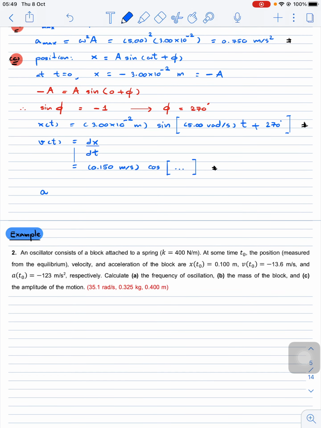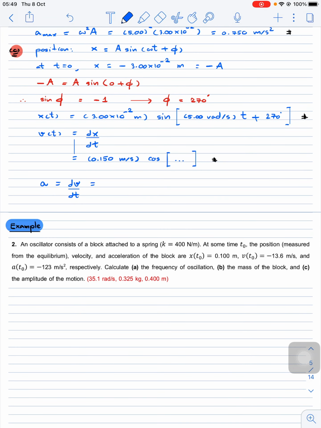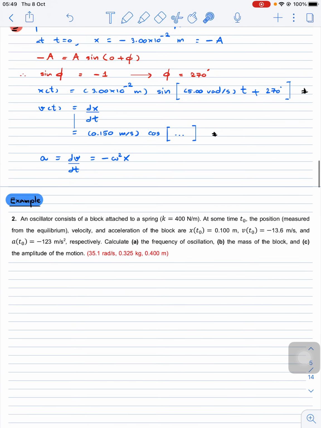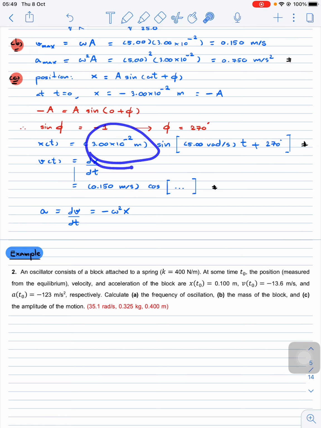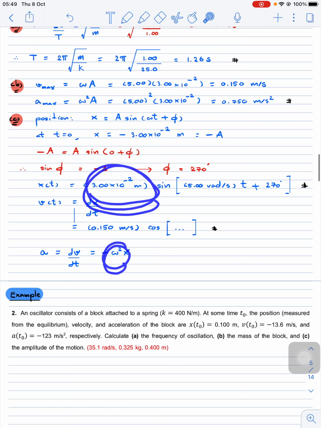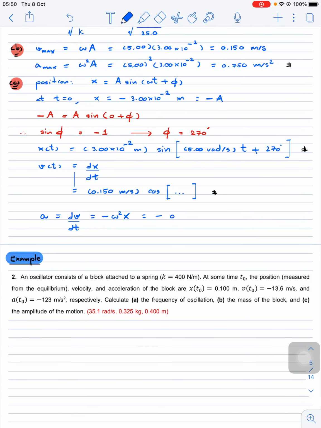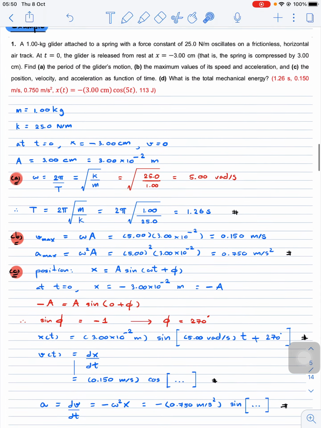Now for the a, okay? You can find the derivative of v with respect to t. That can be one way. Or we can just use this relationship, negative omega squared times x, right? So I'm going to plug this x into these equations. So now you can see that this amplitude multiplied with omega squared is equal to a max, which is 0.750 meter per second squared. Then in this case, we get negative 0.750 meter per second squared, and then times the sine of this argument, the same thing as this one. Okay, that's for part C.